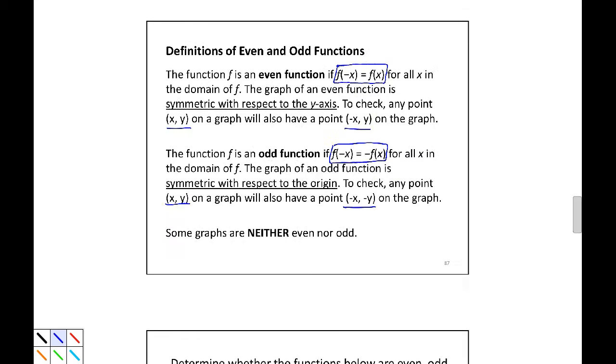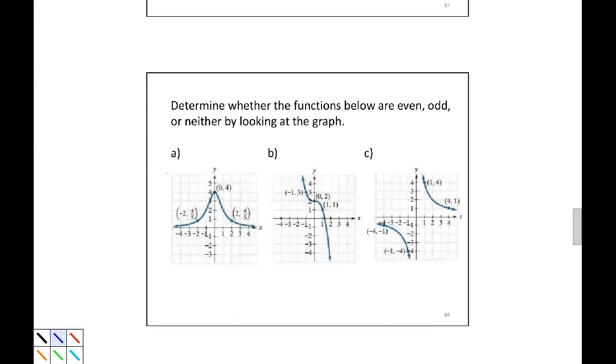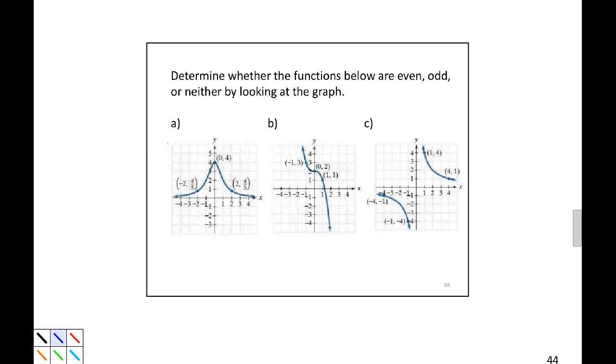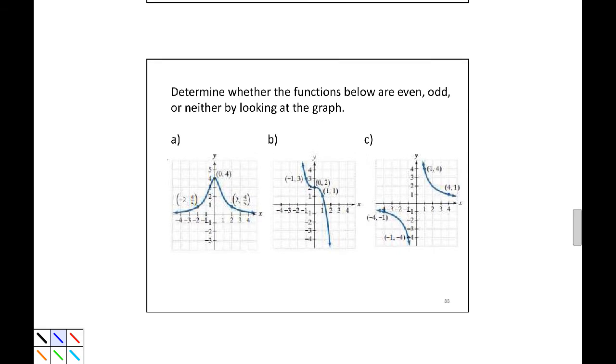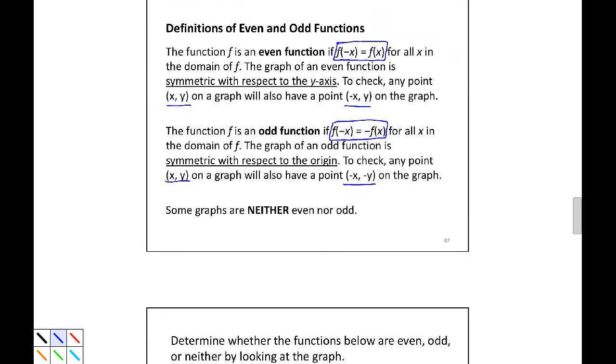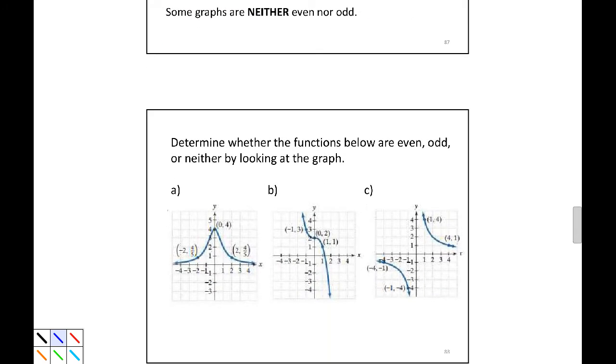Now let's look at a few graphs. We want to determine if these are even, odd, or neither by looking at the graph. Okay. Well, again, we want to look for things where they are symmetric about the y-axis and where they're symmetric about the origin. Okay. One of the most common examples of this is an even function, something like this.